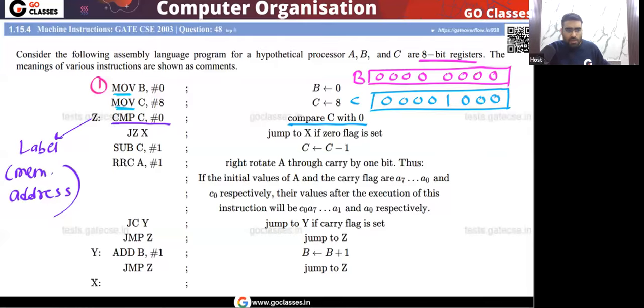Very simple. So let's come to this question. This is the compare instruction. So tell me, what will this compare instruction do? It will compare with 0.